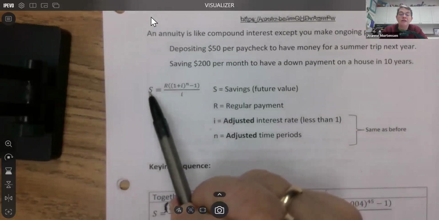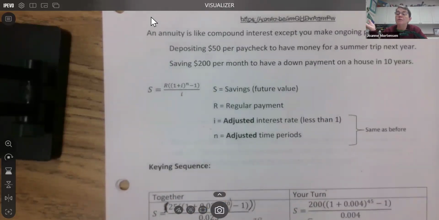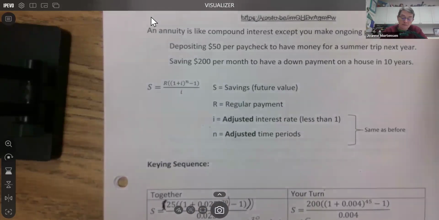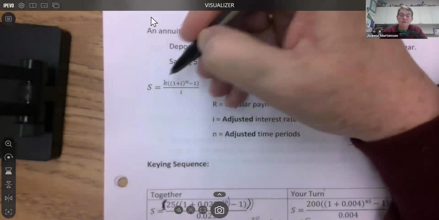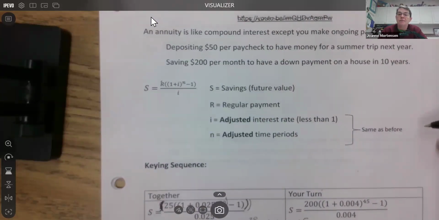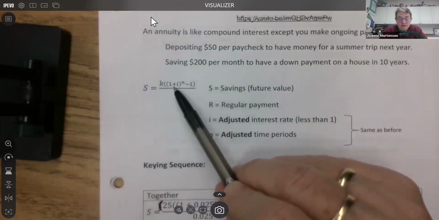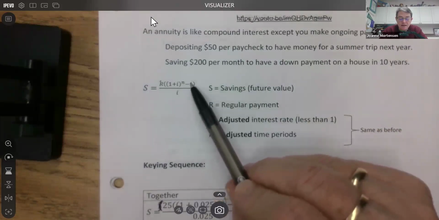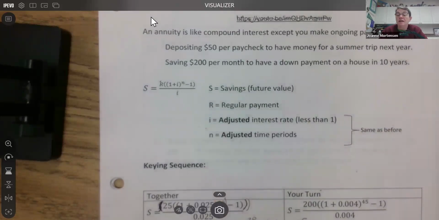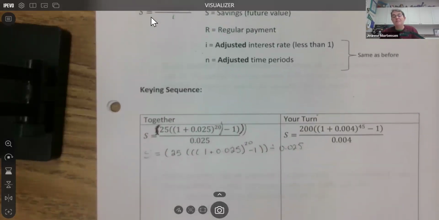So S is for our savings. This is the future value, the amount we're going to have at the end, and it is equal to the regular payment, how much you put in, let's say every month, times 1 plus i to the n, minus 1, all over i. The i and the n are exactly like before, which I think is cool. I like it because, not that I don't want to learn new stuff, but if I can reuse stuff, it's perfect.